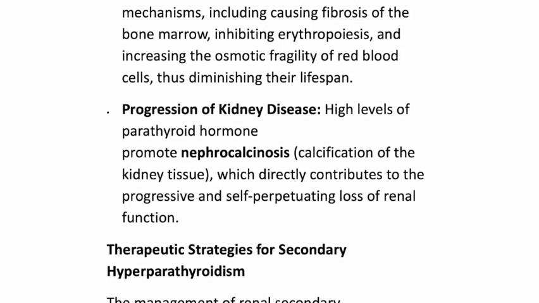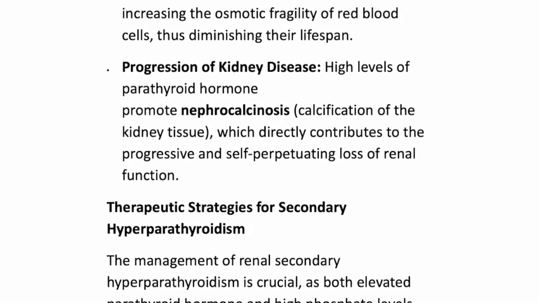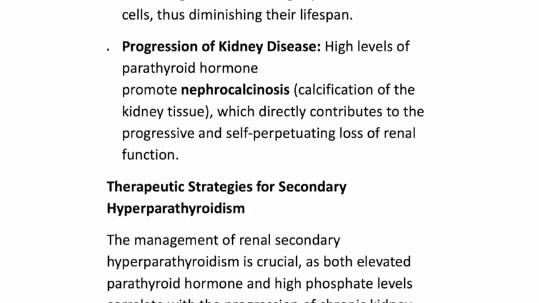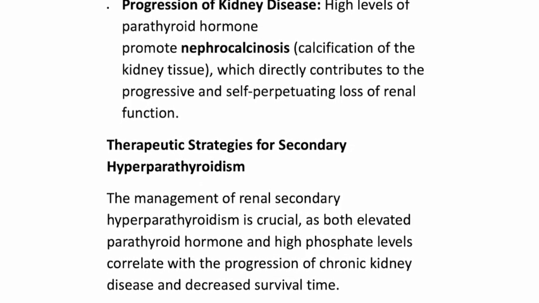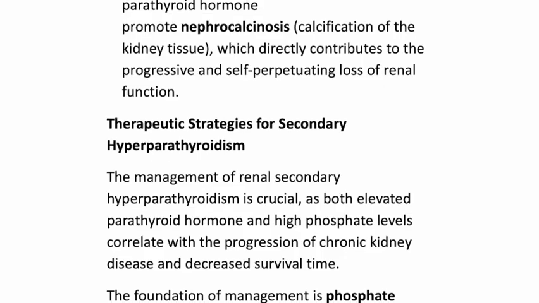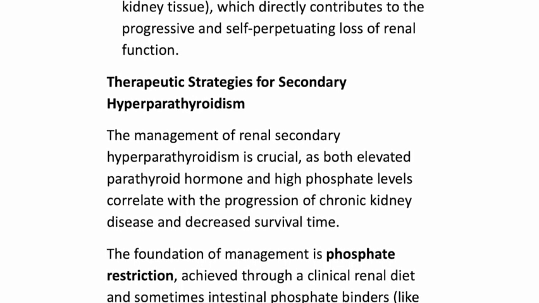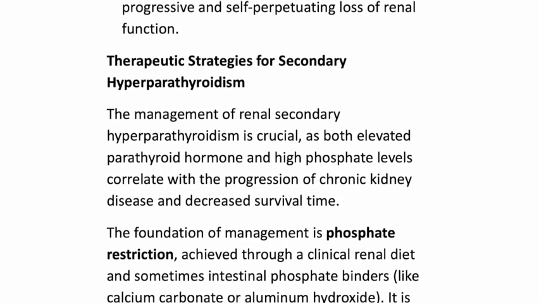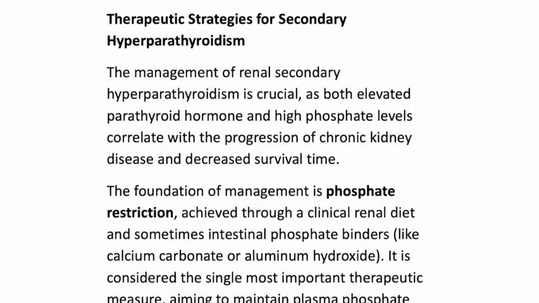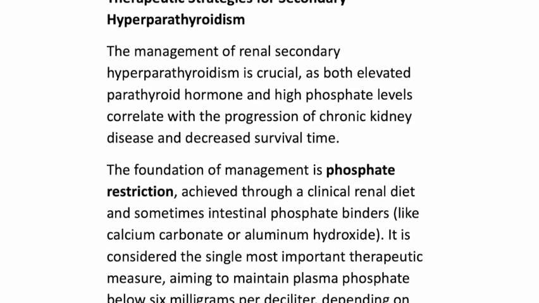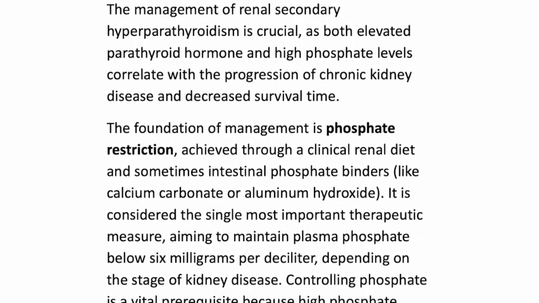Therapeutic strategies for secondary hyperparathyroidism. The management of renal secondary hyperparathyroidism is crucial, as both elevated parathyroid hormone and high phosphate levels correlate with the progression of chronic kidney disease and decreased survival time. The foundation of management is phosphate restriction, achieved through a clinical renal diet and sometimes intestinal phosphate binders, like calcium carbonate or aluminum hydroxide. It is considered the single most important therapeutic measure, aiming to maintain plasma phosphate below 6 mg per deciliter, depending on the stage of kidney disease.